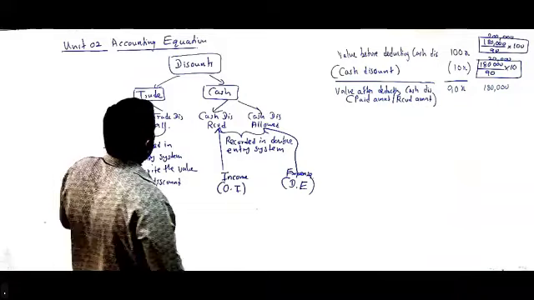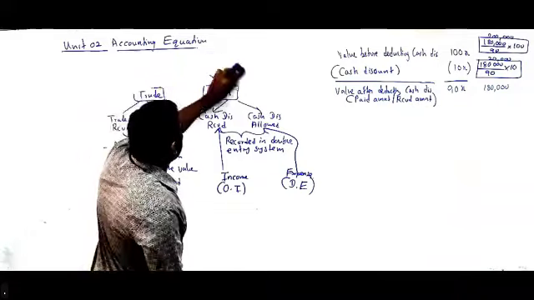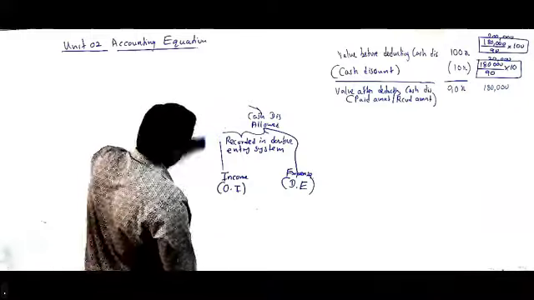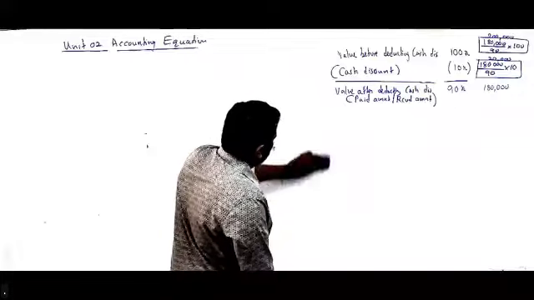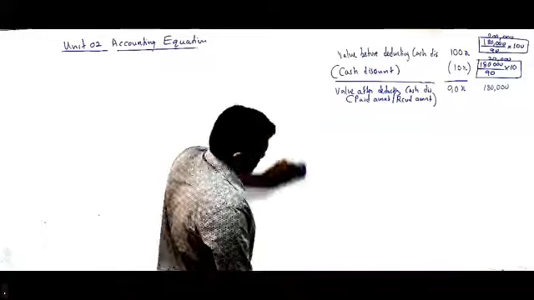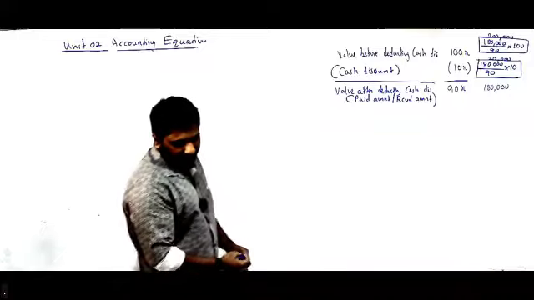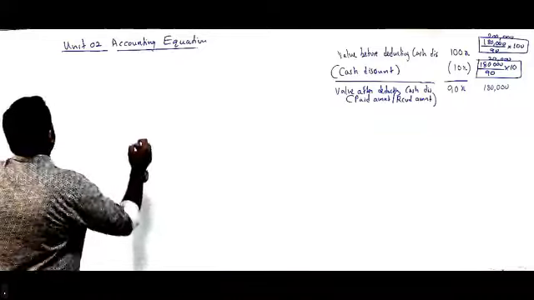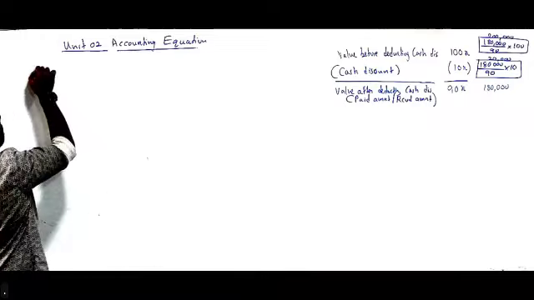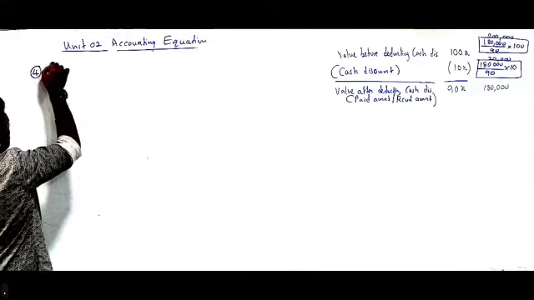Okay. So that's about the discount. Now let's move to the next one. What is the next one? Next one, items that will impact the equity. I gave you this.